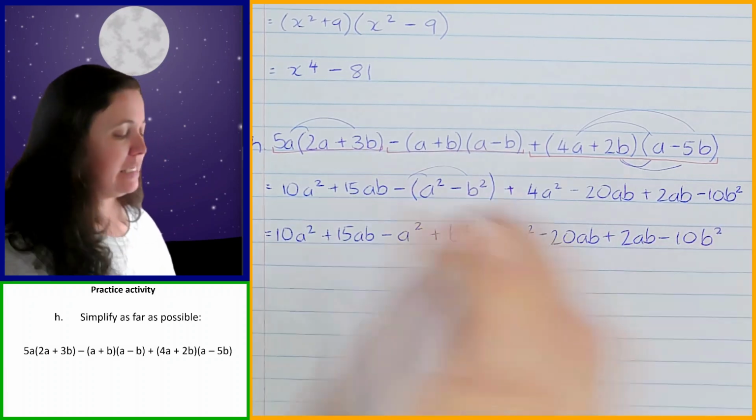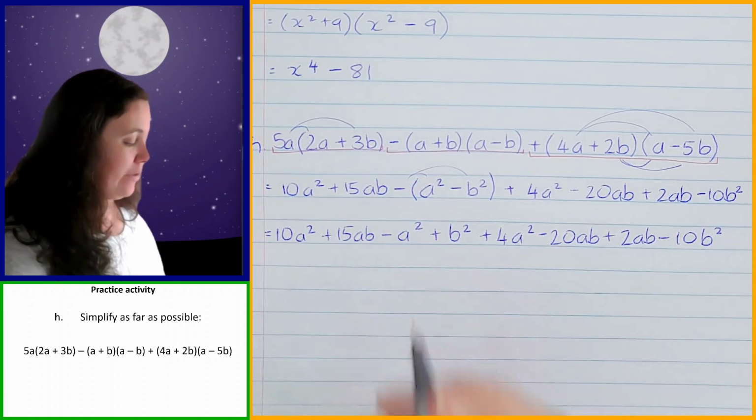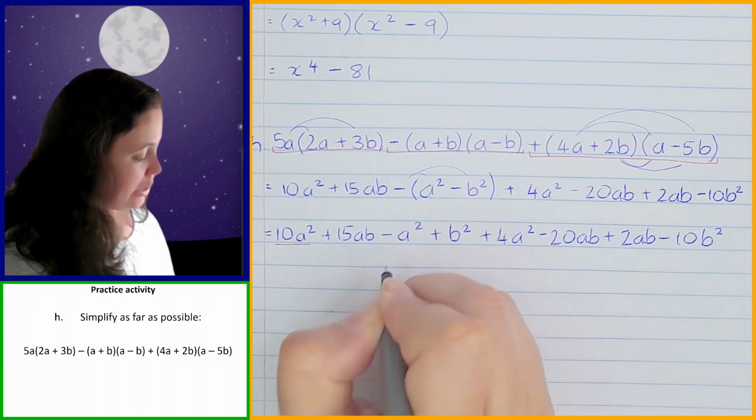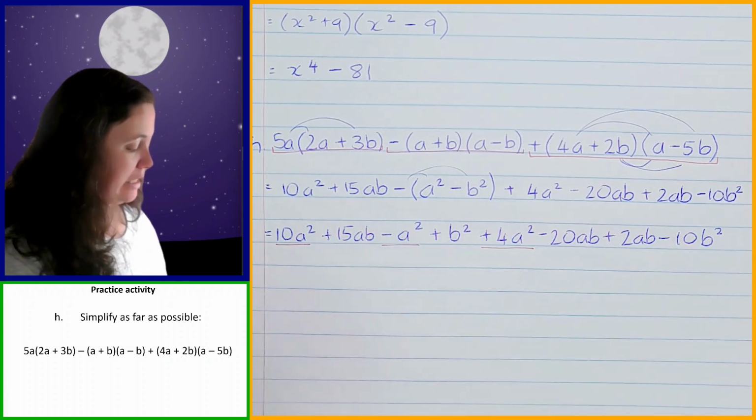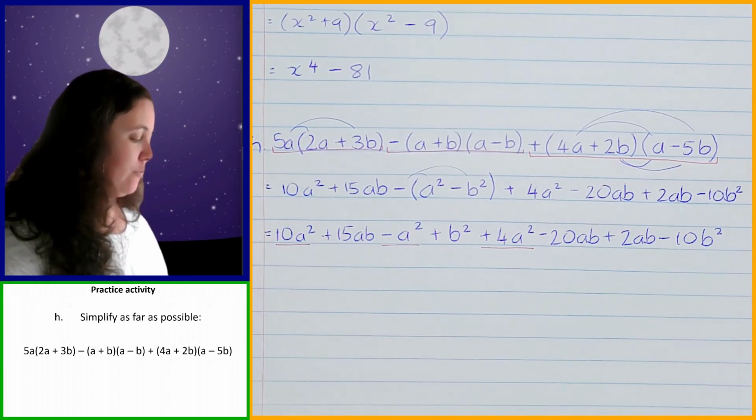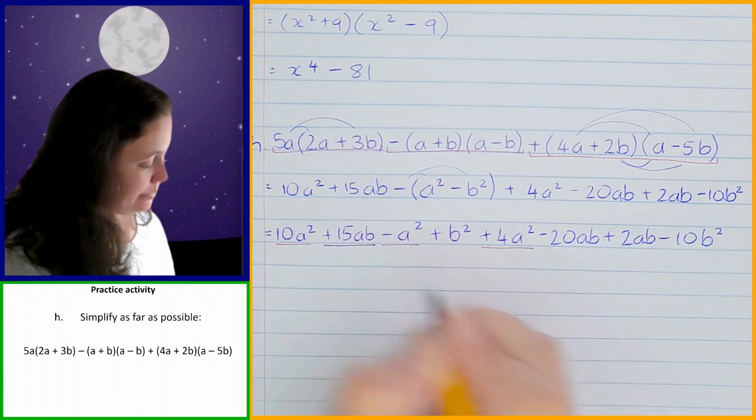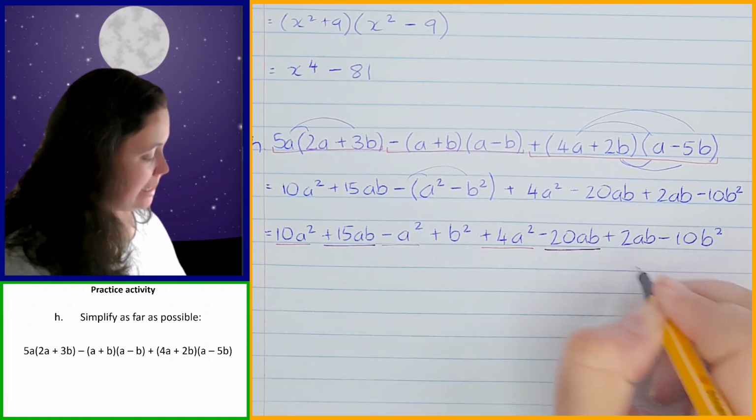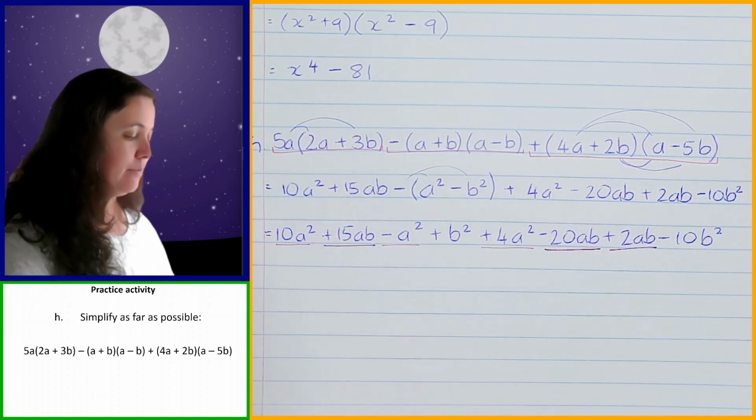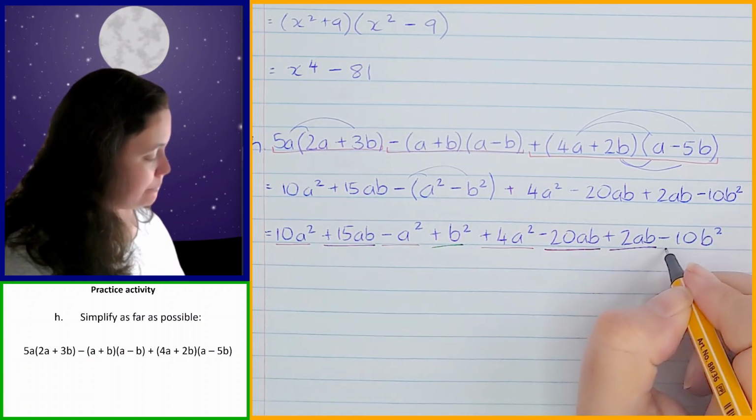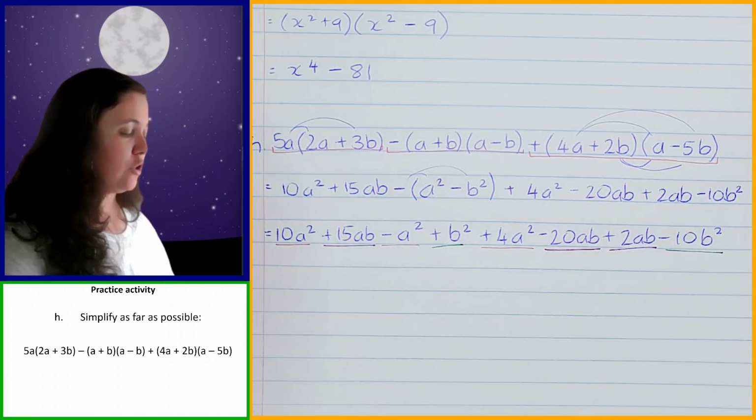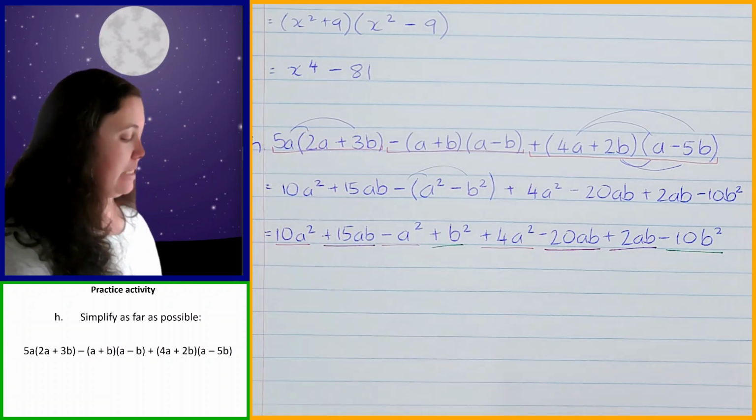And now I need to go and identify my like terms. So I've got over here 10a squared, then I've got minus a squared, and plus 4a squared, and there are no other a squareds. Then I've got plus 15ab, and minus 20ab, and plus 2ab. And over here I've got plus b squared and minus 10b squared. Okay, so now let's go and simplify and combine those like terms.